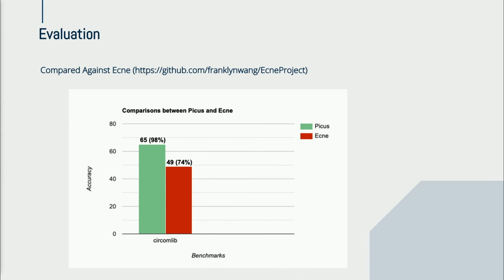Okay, and here is part of the results. As you can see on the Circom library, which is a benchmark from the Ecne project, in terms of accuracy we are almost close to 100%, compared to Ecne, which can only handle 74% of the benchmark. We also have a lot of ongoing results where we systematically evaluate on industrial circuits, such as circuits from Polygon, Hermez, etc. As you go from left to right, sorry, we haven't put all the results there, but you can imagine that the gap is going to get larger and larger. What's more interesting is that while running our evaluation on the Circom library, we actually found 10 zero-day bugs that had not been reported before.